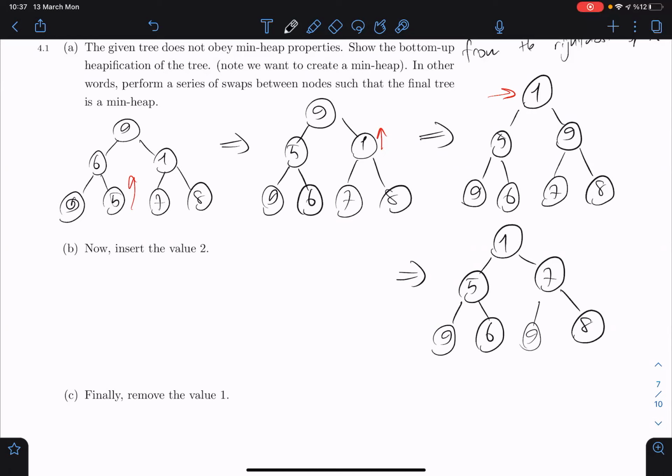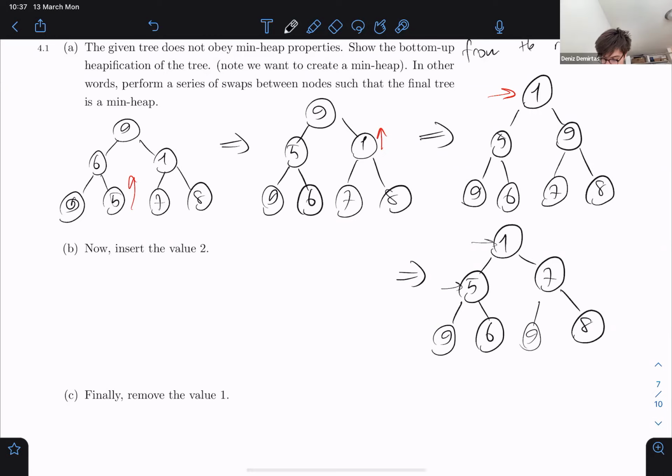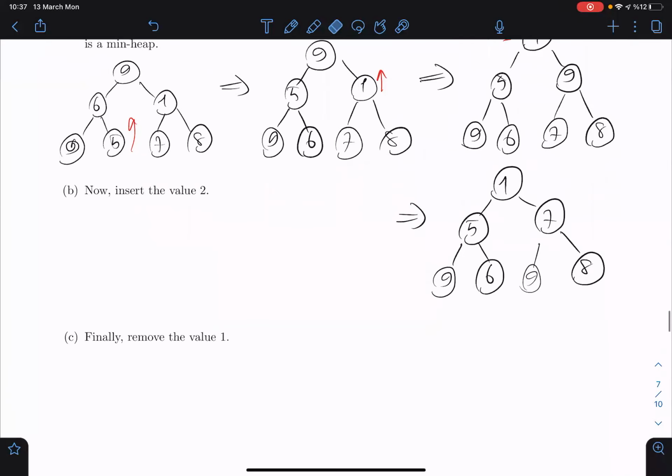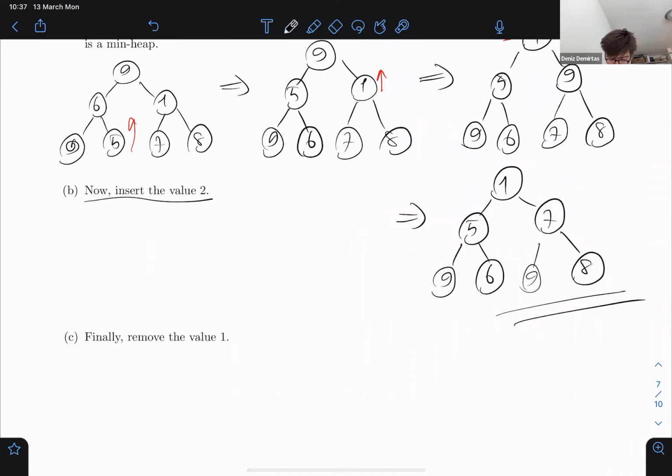and have every node be less than or equal to their children. So getting the smallest node would trivially satisfy that, since now we can check that every node is actually less than or equal to their children here and here. Now we have successfully finished bottom-up heapifying our min heap. Now part B asks us to insert the value 2.